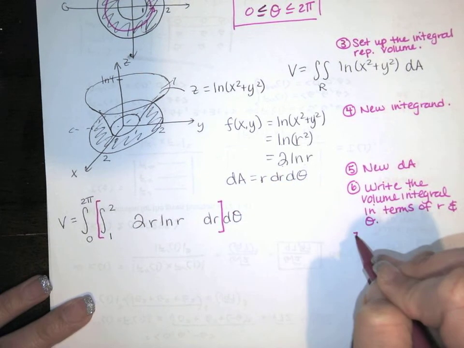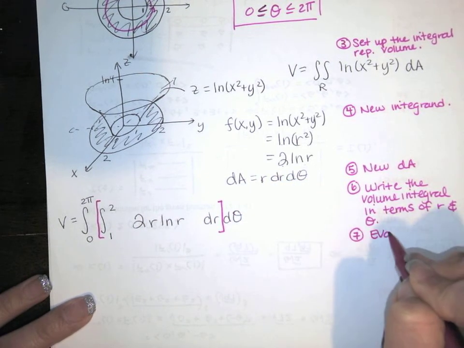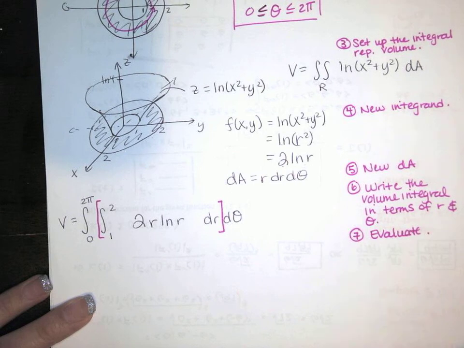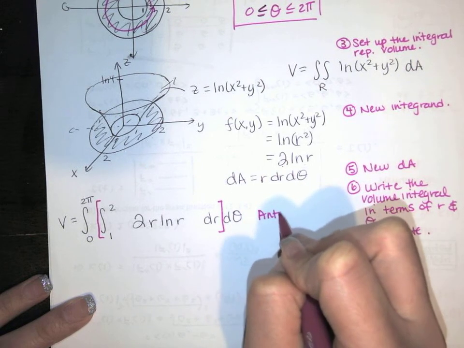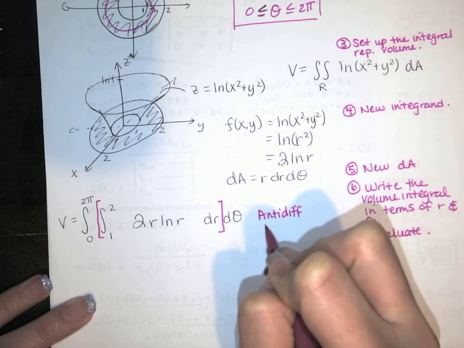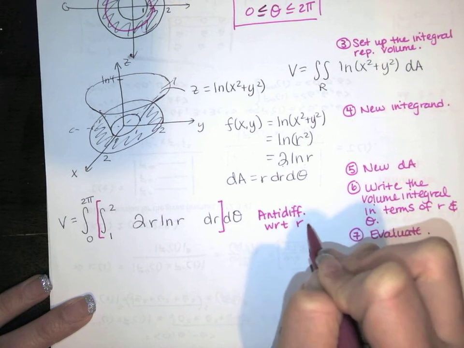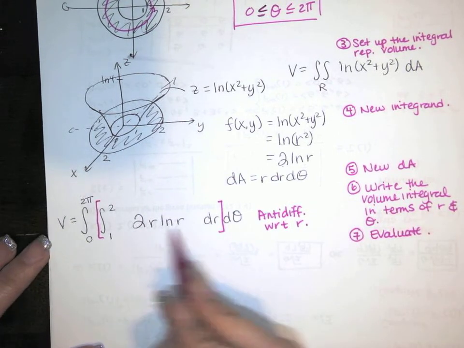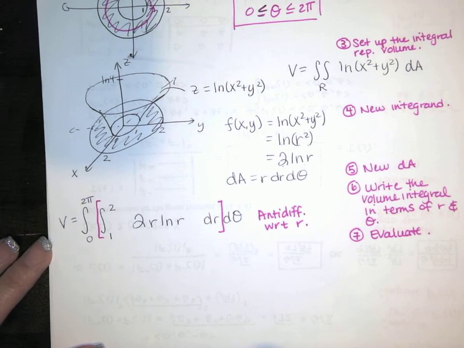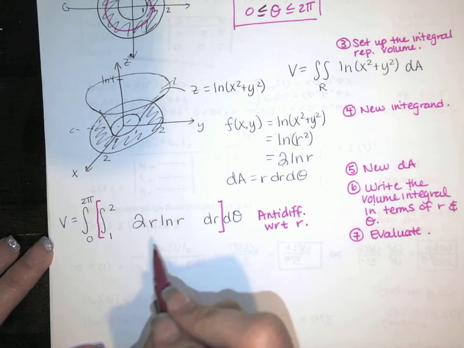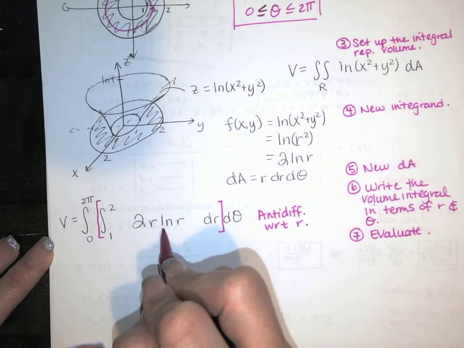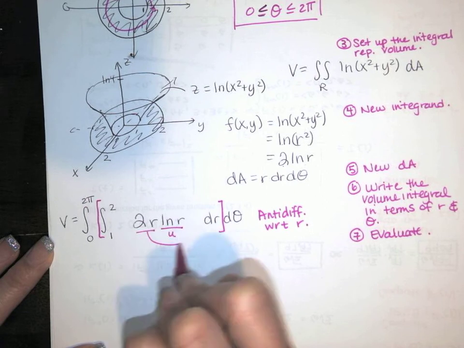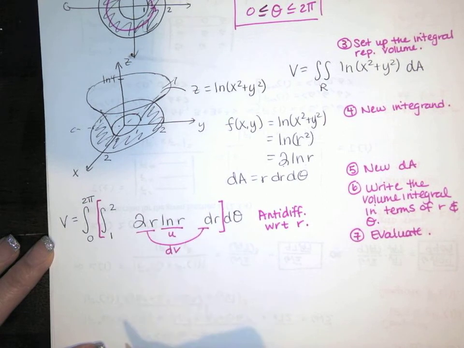Start in the innermost integral first. So we anti-differentiate with respect to r, and the way we do this is we assign part of this to be u and everything else to be dv. Now, if there's a natural log in your integrand, that's your u. dv is everything else.